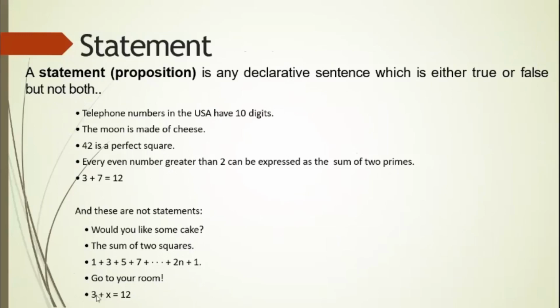And lastly, we have 3 plus x is equal to 12. We will not be able to know if that statement is true or false because of the variable x. Unless we substitute a value to x, then that's the only time that we can consider the statement as a statement or proposition, because we can tell whether that is true or false. Let's say, for example, we substituted 6. So 3 plus 6 is equal to 12. We all know 3 plus 6 is not equal to 12, right? So therefore, we can say that the proposition or that statement is a proposition.